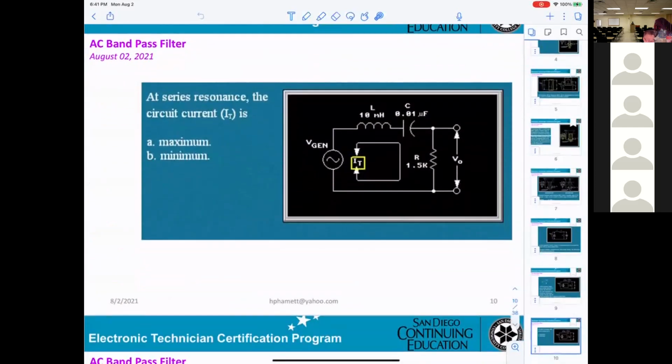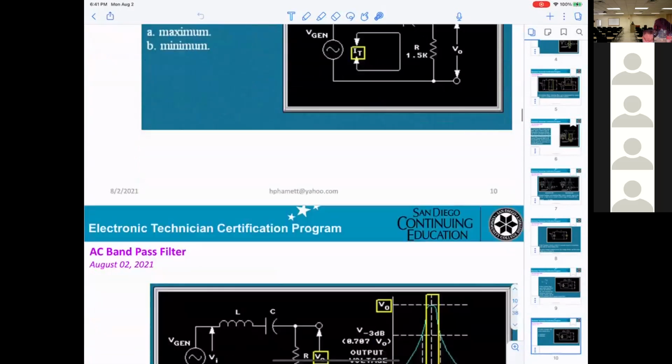At series resonance, the circuit current is A, maximum, or minimum? Maximum. A. That means XC and XL cancel. You get only R, that resistance. Okay. So the answer will be A.